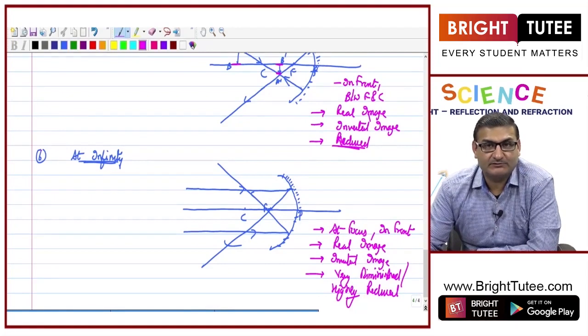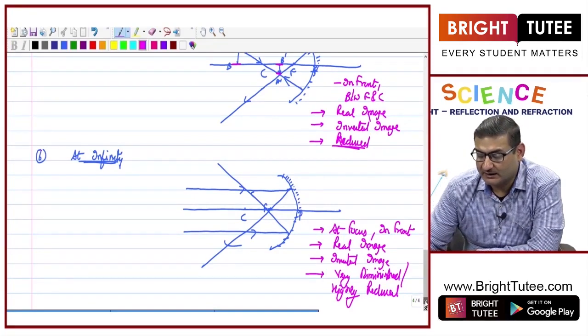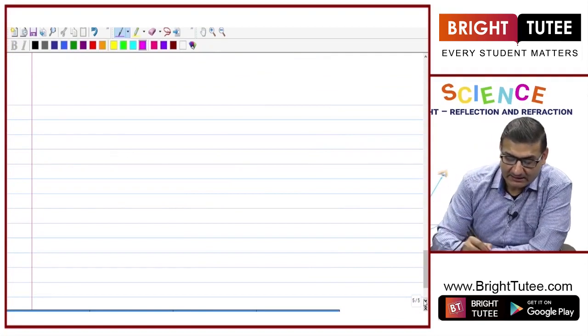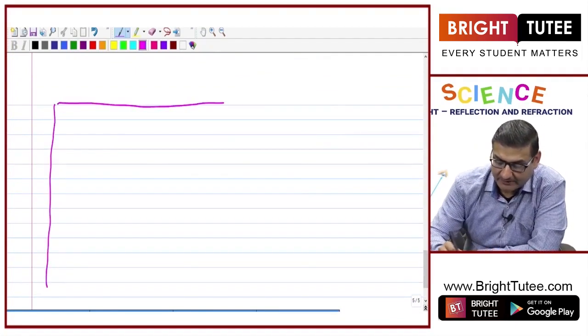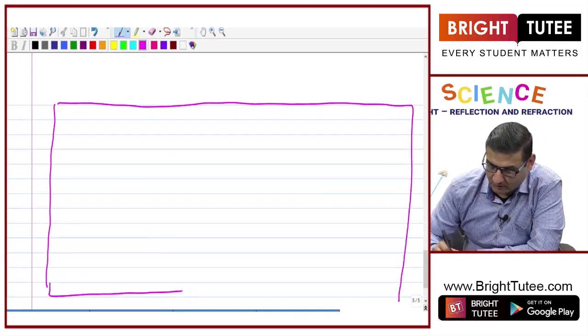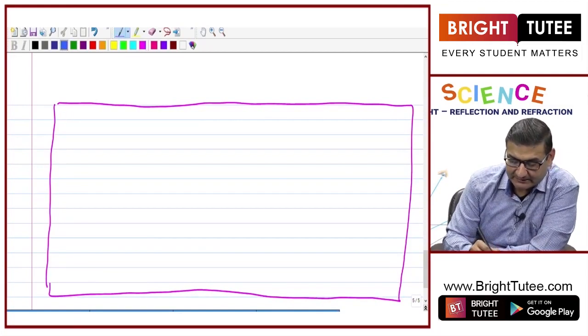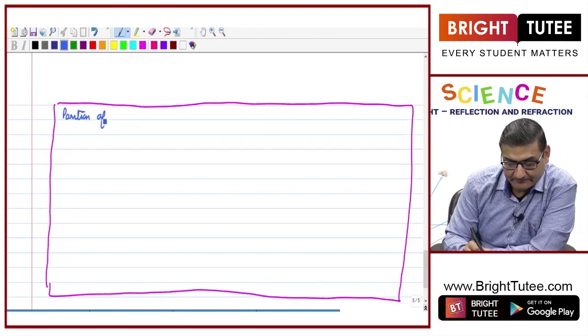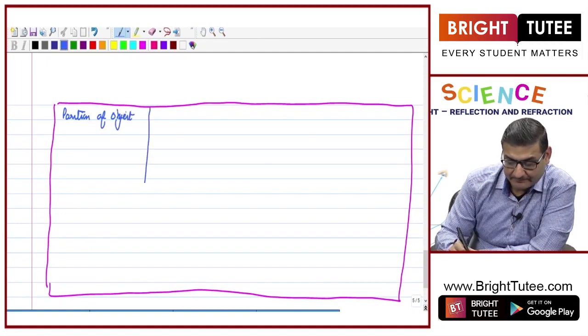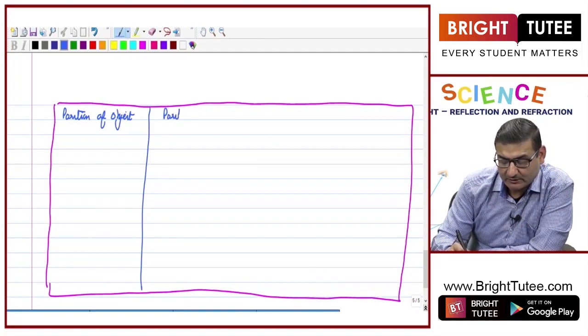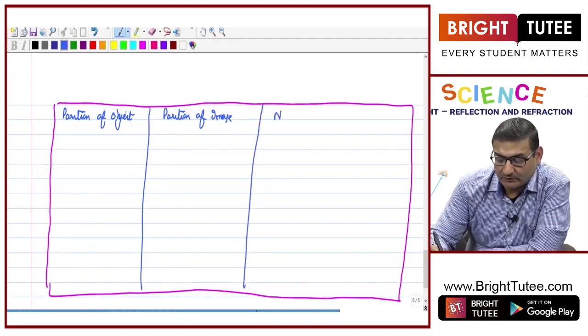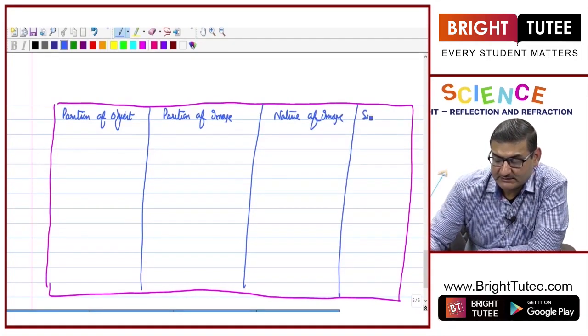So these are the 6 positions where we will find the object being placed in front of a concave mirror, and this is how the image formation will occur. So let us review once again. In the form of a table, we can make it as to where all positions we have placed the object, like position of object. Next we talked about position of image formed. Where is the image getting formed? Then we talked about the nature of image, and last but not the least, the size of image getting formed.